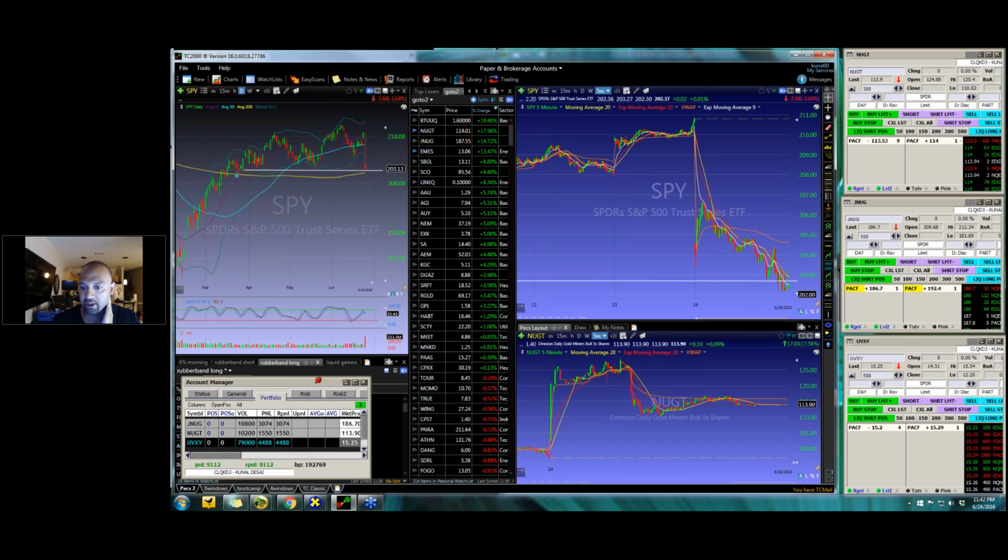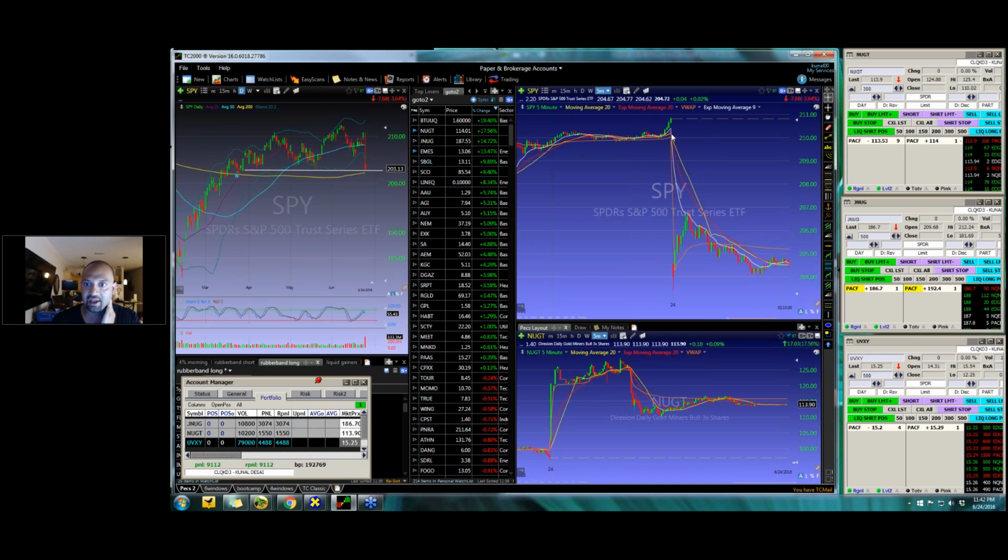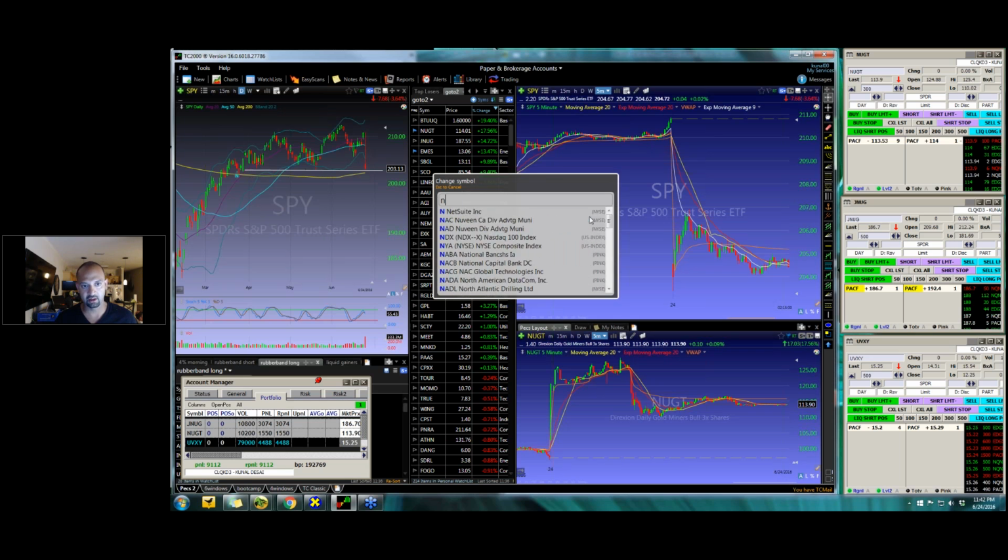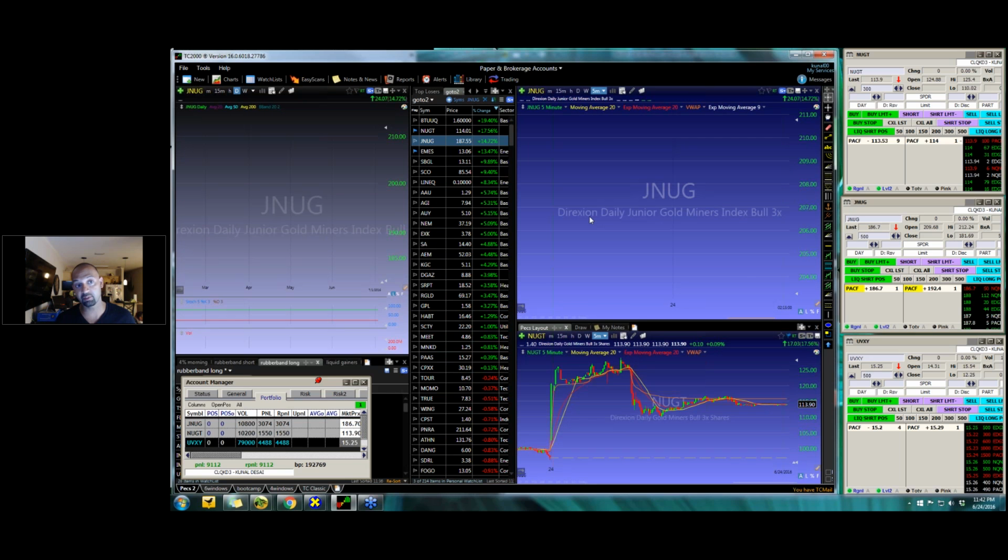But at the open, one of the strategies that I like to use is the opening gap fade, which is once you get the monstrous gap, you go back the other way until it hits resistance, and then you can reverse the play and go short. And to fade this opening gap in the market, we used JNUG, which is a play on gold.